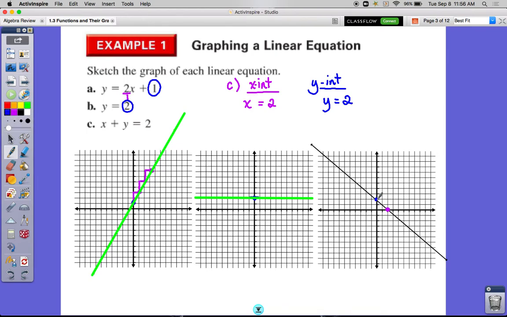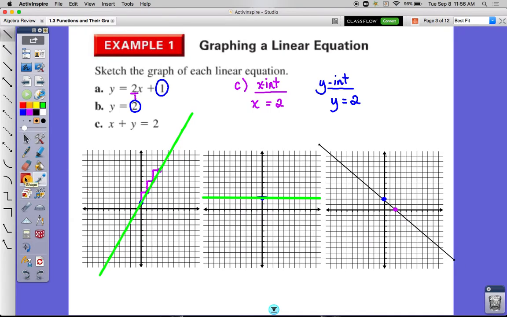So I can go to the y-intercept where y equals 2 and put a dot there. Now notice I have 2 dots on my graph, 2 points that I've plotted that I can literally connect with a line. And then I now have graphed using the intercepts.